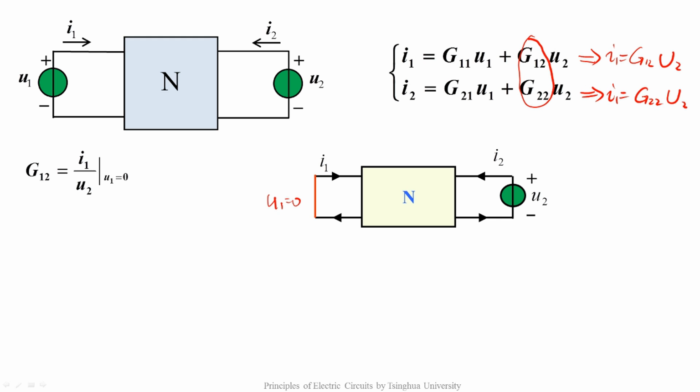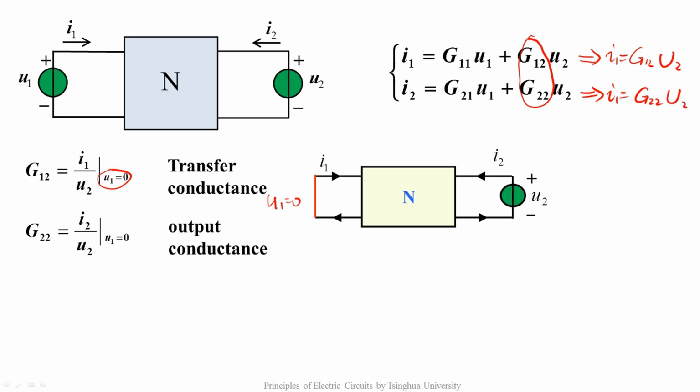G12 equals I1 over U2 under the condition that U1 is 0, and is called the transfer conductance. G22 equals I2 over U2 and it's called the output conductance of port 2, because we used to regard port 1 as the input port and port 2 as the output port. Since the two ports are set to short circuit respectively in the experimental measurement just now, G is called the short circuit conductance parameter.